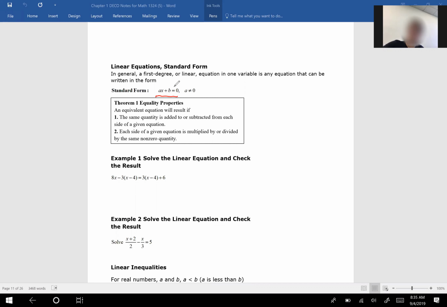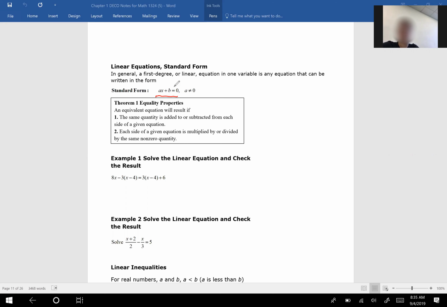And the one rule is that your coefficient on that x term can't be 0, because if it were, what is 0 times anything? 0. That would mean I wouldn't have an x term in it. So it wouldn't be a linear equation.